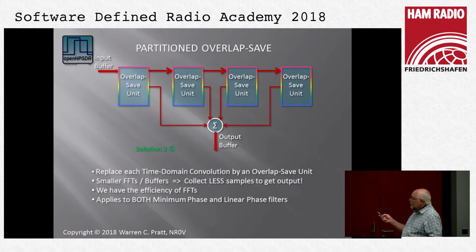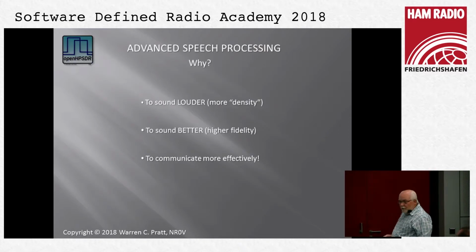Okay? Now, each of these overlap save units, however, is much smaller. The buffers in those are much smaller, and we have to collect far fewer samples before we can run the process. So we can put in a small buffer and get out a small buffer and just add more overlap save units to lengthen the filter. So that's the way it works. I have to move on.